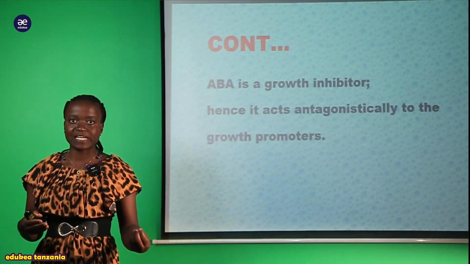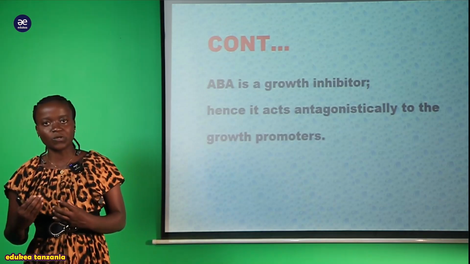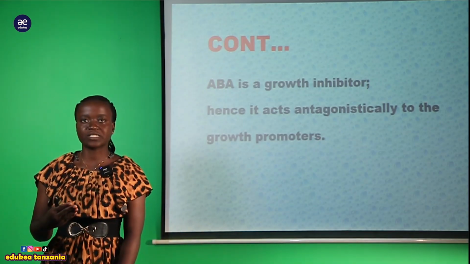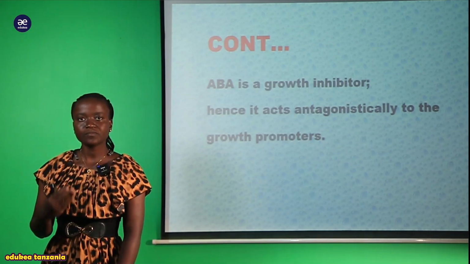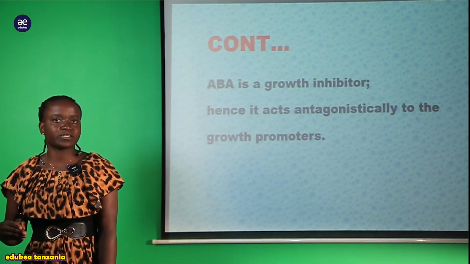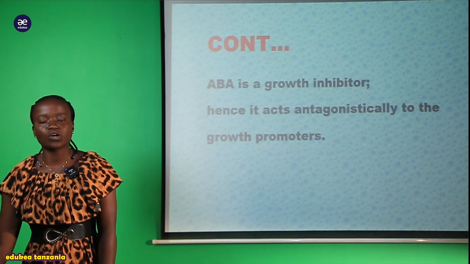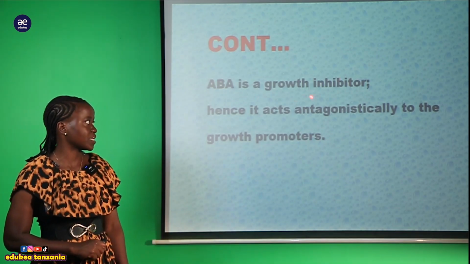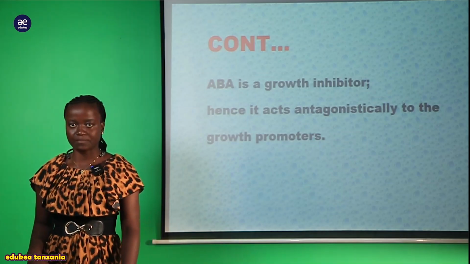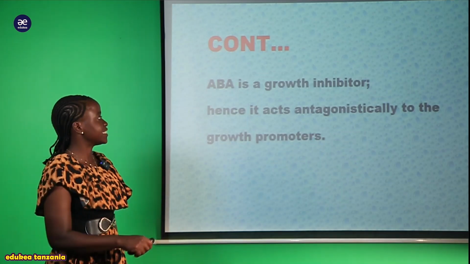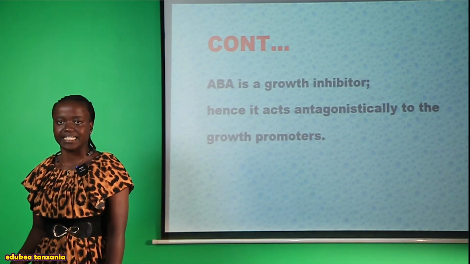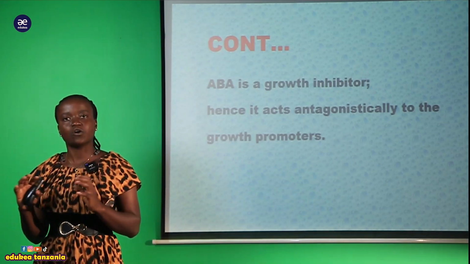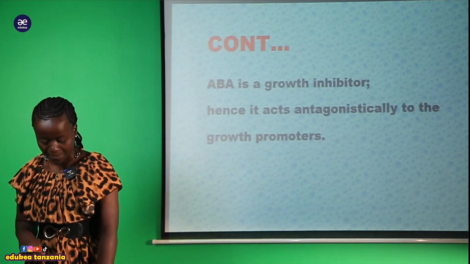What are the growth inhibitors, and what are the growth promoters? I've already told you that the growth promoters are the auxin hormone, gibberellins, together with cytokinins. But when we are talking about the growth inhibitor, we are talking about ABA, that is abscisic acid, which acts antagonistically. Yani hii hormone ya abscisic acid inapingana na zile hormone tatu ambazo zina promote growth within a plant.